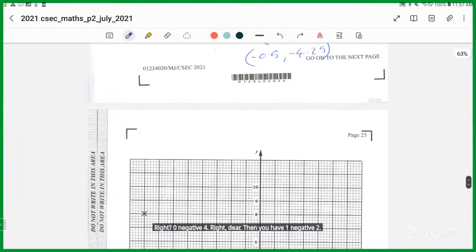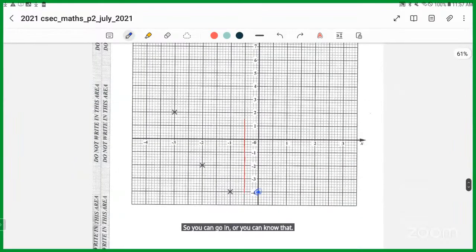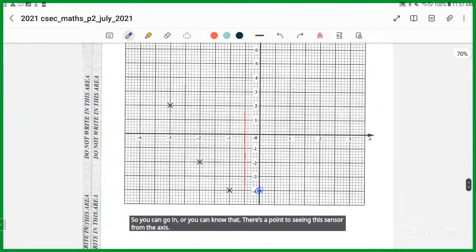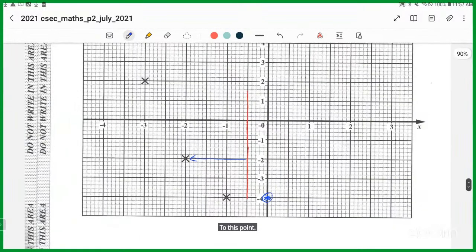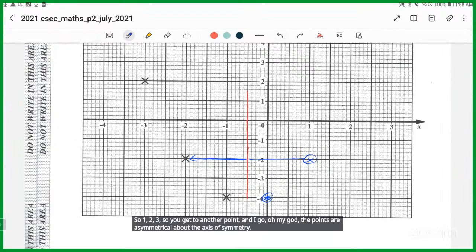So you can know that there's a point the same distance from the axis to this point. There's another point the same distance over from the axis over here. Same distance from the axis: 1, 2, 3 units to the axis to get to that point, so 1, 2, 3 to get to another point on the graph, because the points are symmetrical about the axis of symmetry. So there's a point right here, 1, negative 2. Without looking at the table, there's a point there.